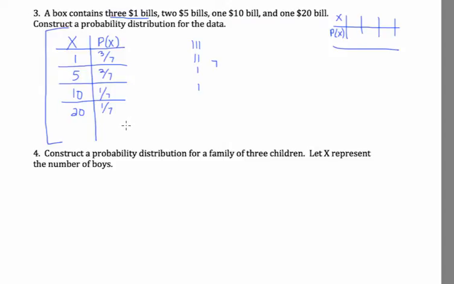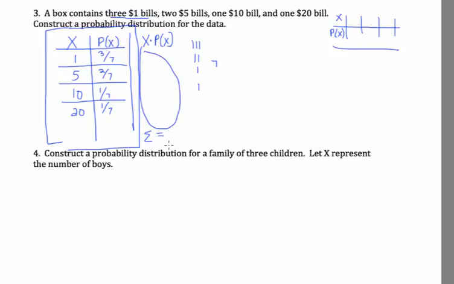The reason that I like this way better is a lot of times you might be asked to find the expected value. You're not here. This is the answer to this problem. But to find expected value, all you need to do is make an xpx column where you multiply the x times the px and then sum them. So sum this column, and then that would give you your expected value.